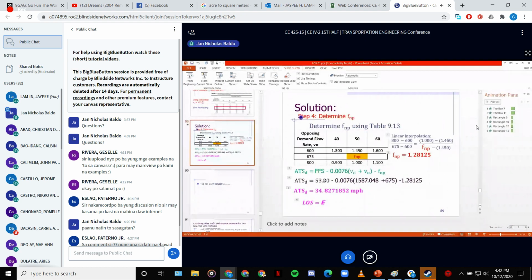Paki-check lang ito kasi your free flow speed pala is 53.30. Kamali ata ako ng table na ginamit dito. Ay, nagkamali talaga ako ng table. So, this is 53.30 since ngayon ko lang napansin. Kung titignan mo yung table 9. This is 9.12. Okay? Ang kailangan atang gamitin dyan is this one. Flow speed is 55 miles per hour. Ang nagamit ko is yung base free flow speed, kaya 60. So, eto dapat yung gagamitin. Paki-check na lang, no?